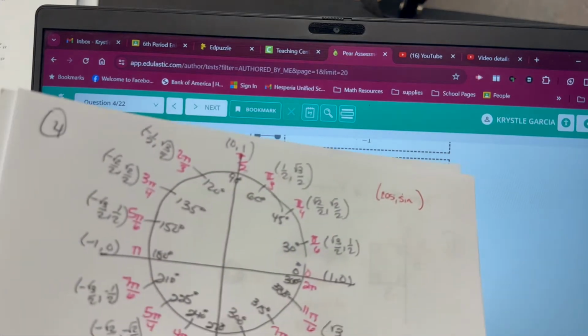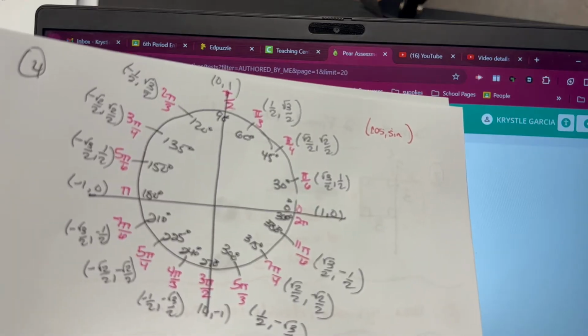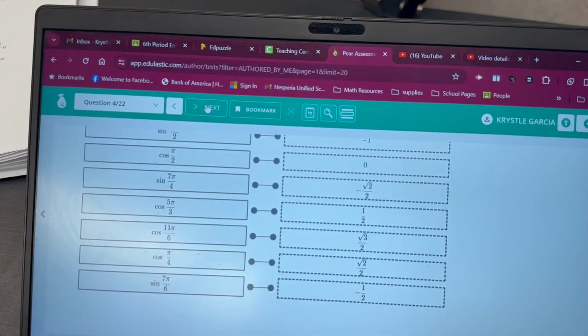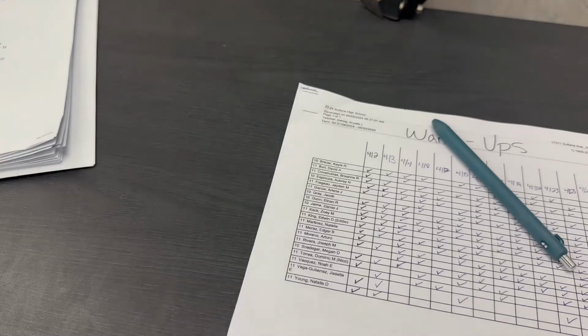Okay, so really all the work you need to show for number 4 is your unit circle because we pretty much used all of those. Okay, so that was number 4.